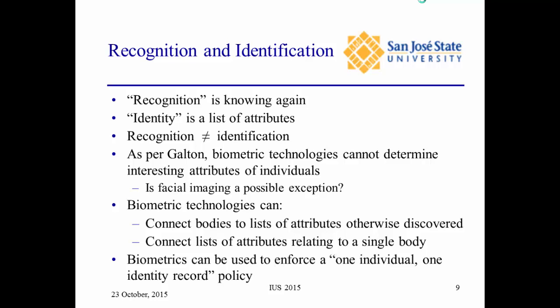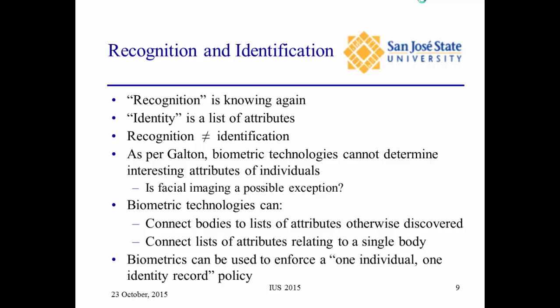Now, there is perhaps in facial recognition an exception to this. People have suggested that facial recognition can reveal such things as gender, age, and race. That may be true. But in other types of human recognition technologies, it is not true that any personal characteristics beyond the images themselves can be revealed through these methodologies. So biometric technologies can connect bodies to a list of attributes that have been discovered through other means. For instance, if you discover that I'm a US citizen and I give you my fingerprints, you can then connect this body on future occurrences with the fact that I'm a US citizen.